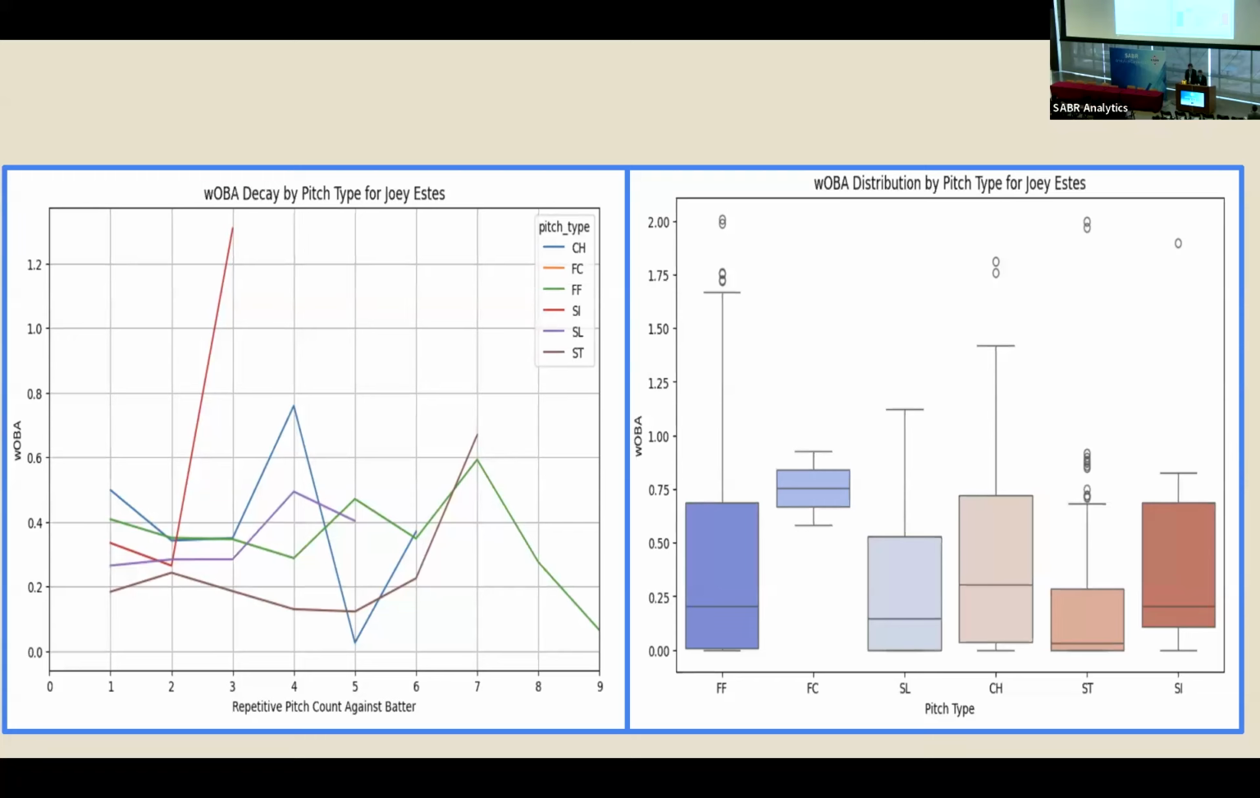The box plot on the right adds another layer. It shows the slider's tight performance range, while his fastballs are spread out much more, even including some clear outliers as well, which hints at an inconsistency that decay definitely amplifies. This shapes how a team may possibly coach Estes in the future. Let's build on this to see the bigger picture across all pitchers.